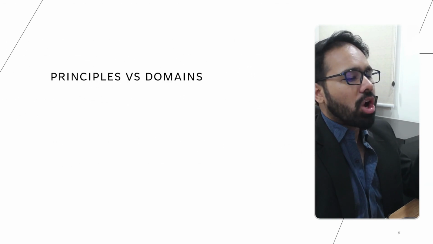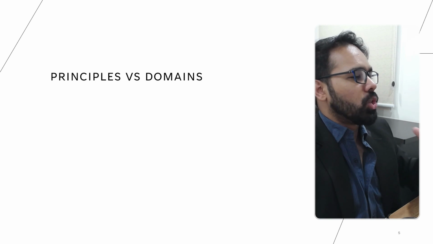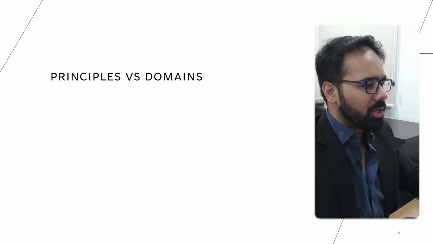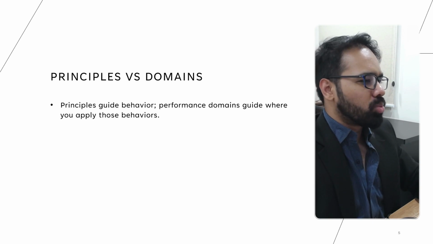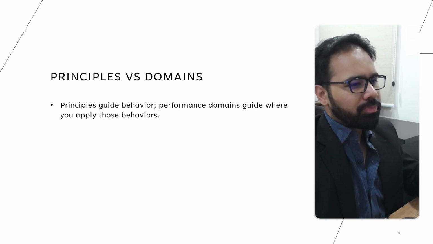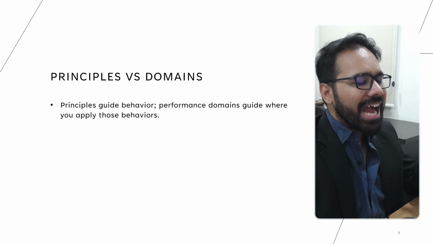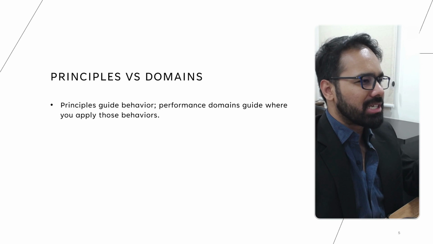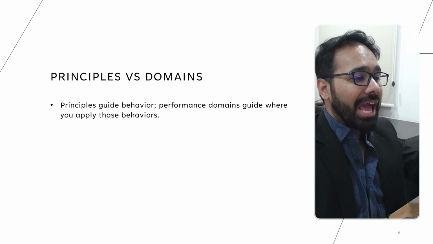All right, let's talk about principles versus domains. This is the fourth point that we are covering. After that, it's the last point that we are going to cover. Let's talk about principles versus domains. Principles guide behavior. Performance domains guide where you apply those behaviors. This is very important to understand, the difference between the two. Principles guide behavior. Performance domains guide where you apply those behaviors.